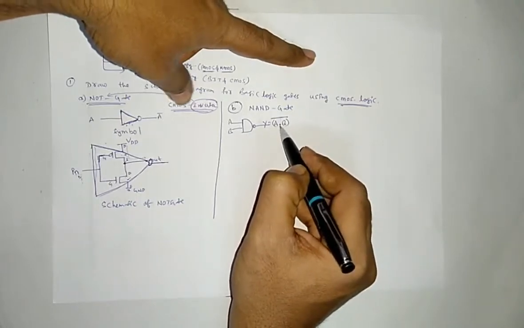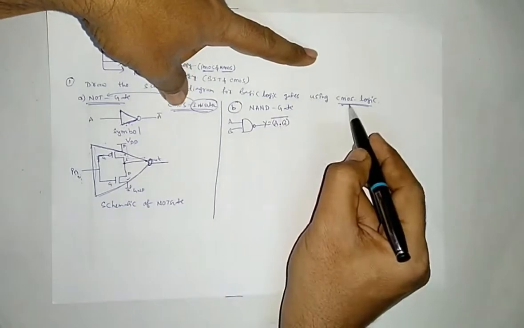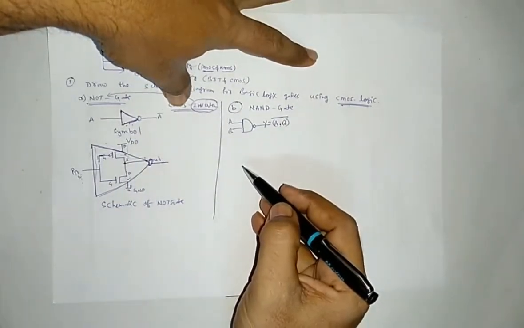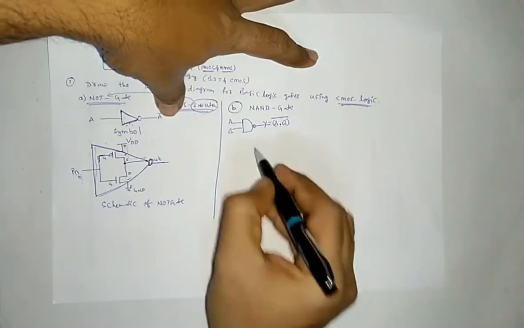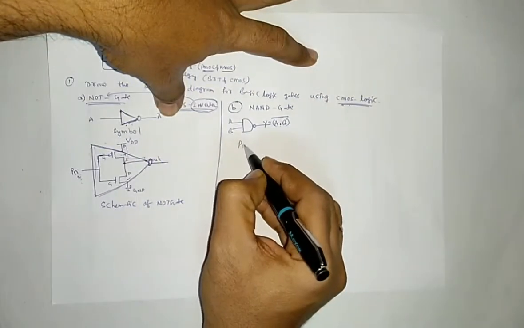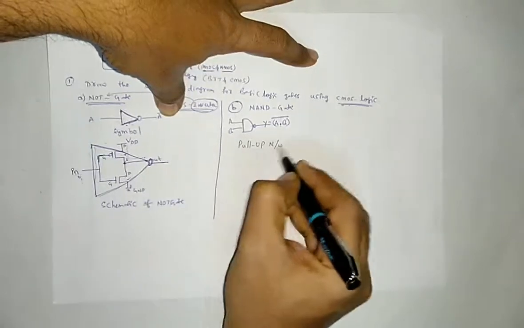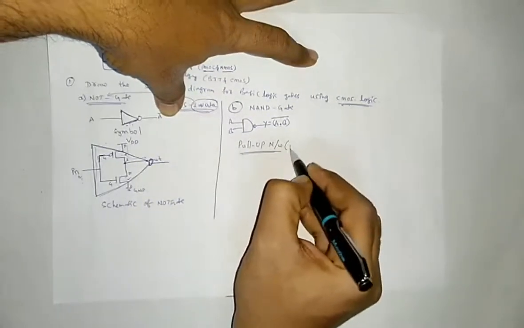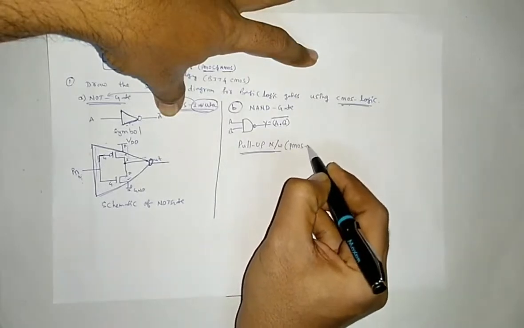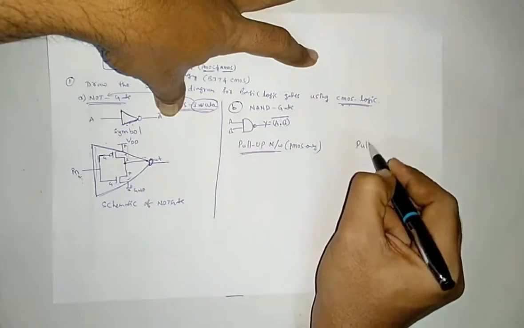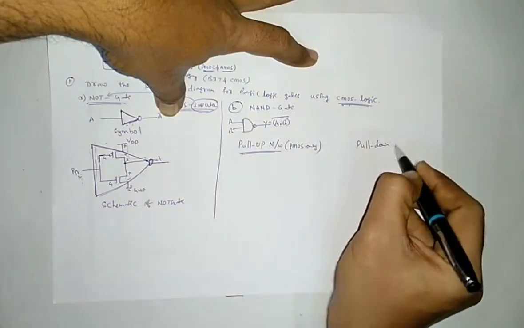The complemented product term. In CMOS technology or CMOS logic, it consists of a pull-up network and a pull-down network. So first of all, you have to draw the pull-up network. The pull-up network consists of PMOS transistors only. Then you have to draw the pull-down network.